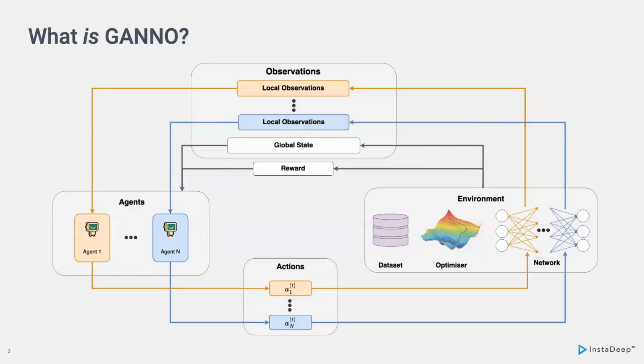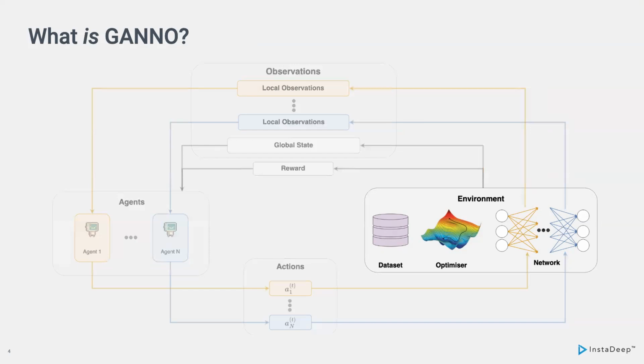And firstly, what is GANNO? This idea of generalizable agents for neural network optimization? It's quite a mouthful. This is a system figure overview of GANNO, and there's quite a lot happening, so I'll break it down at each point. You might recognize the typical RL pattern here, but let's dive into what's happening.